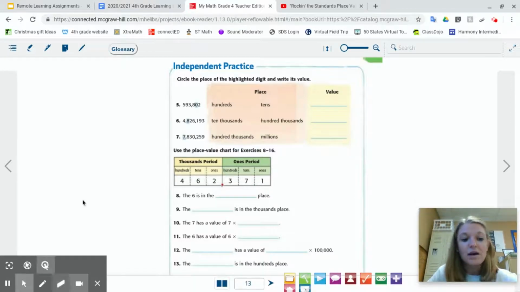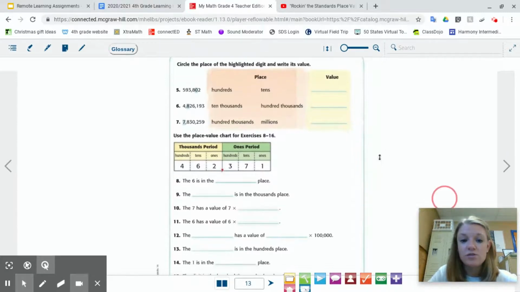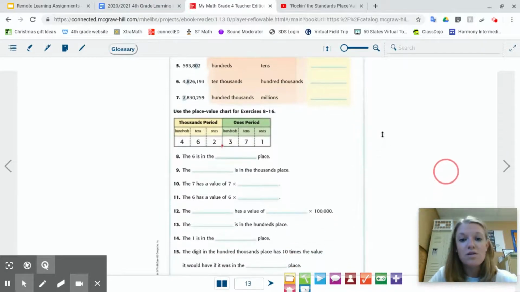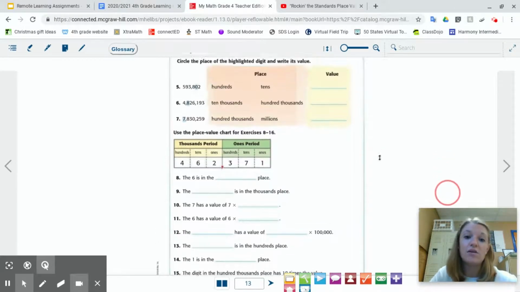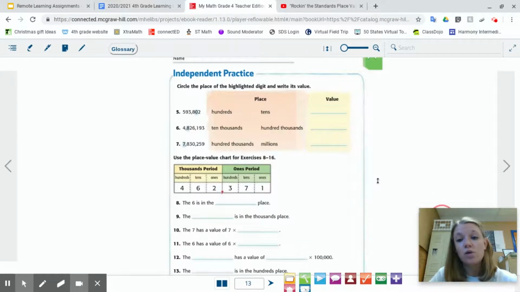All right. But because you don't have your book in front of you just yet, I will just show you the page and you're more than welcome to log into Connected on your Chromebook and to pull up this lesson and to do some sample problems to give you some extra practice. When you do that, you're more likely to be successful at place value.